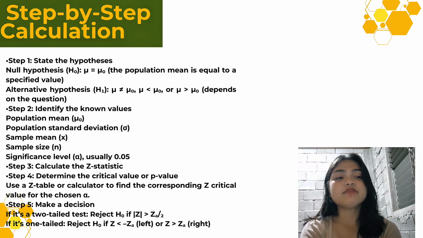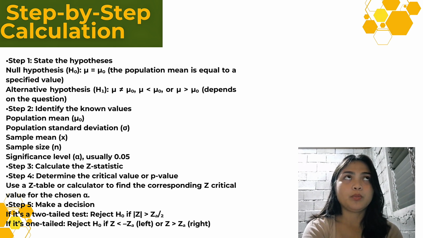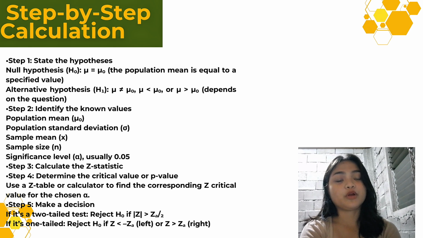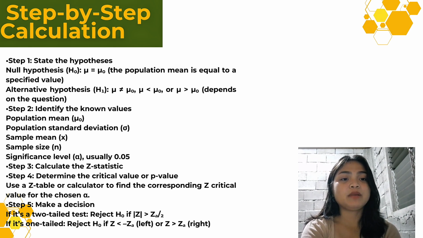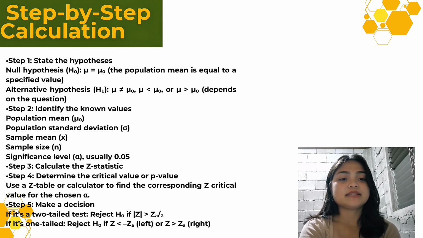Step 2. Identify the known values. The known values are the population mean, population standard deviation, sample mean, sample size, and the significance level. It is usually 0.05. Step 3. Calculate using the z-test formula. Z is equal to the sample mean minus the population mean divided by the population standard deviation over the square root of sample size.